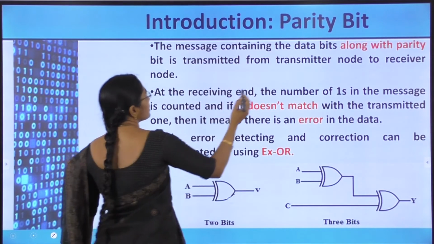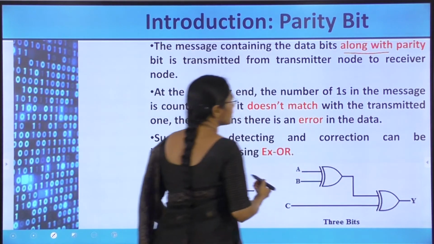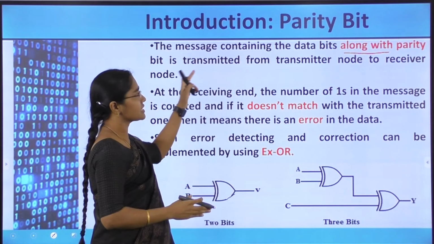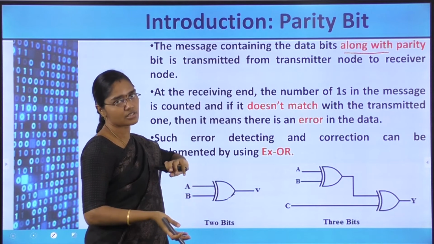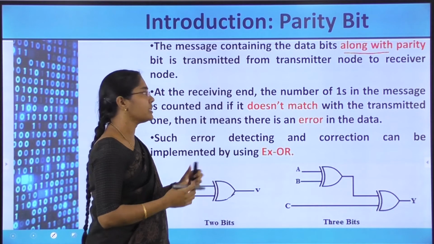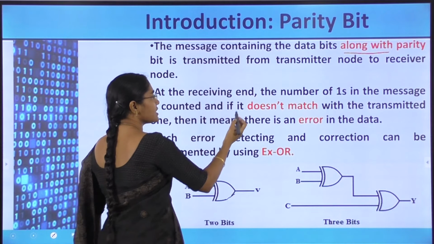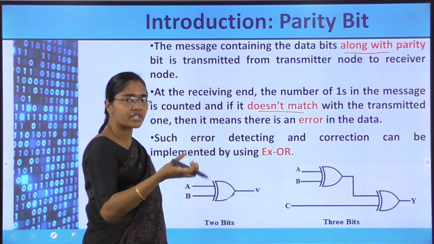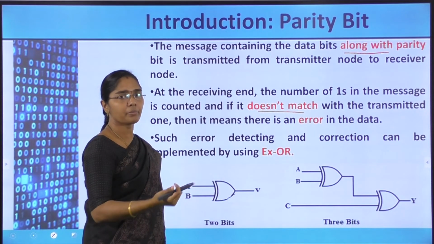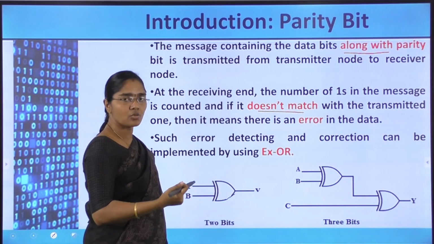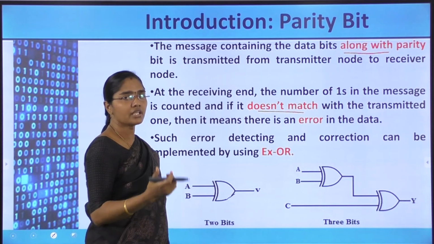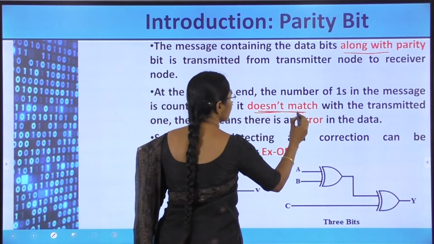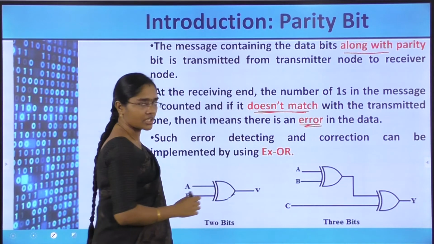Then that parity bit, combining with the data, will be transmitted from the transmitter to the receiver. In the middle, the noise may be added. At the receiver end, what is happening? This is what we have seen in the example, the matching of transmitter side and receiver side parities. If the parity is equal, then it indicates no error. If the parity is not matched, then it indicates the error.